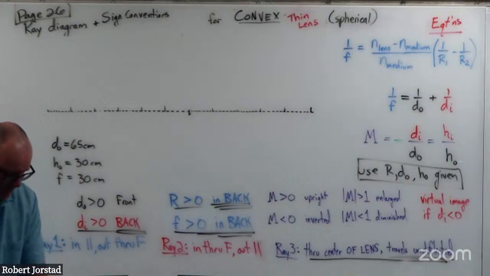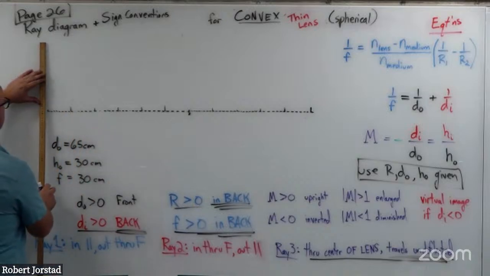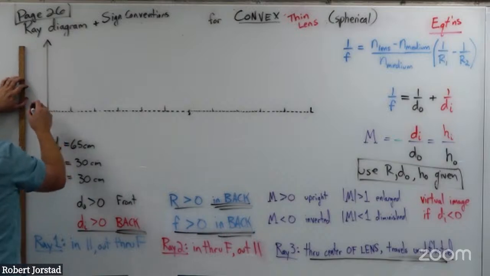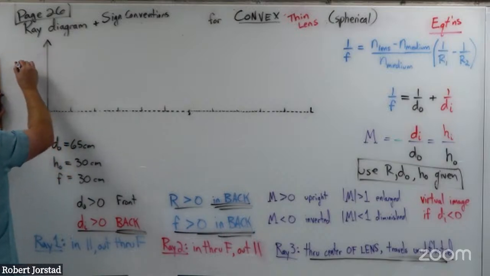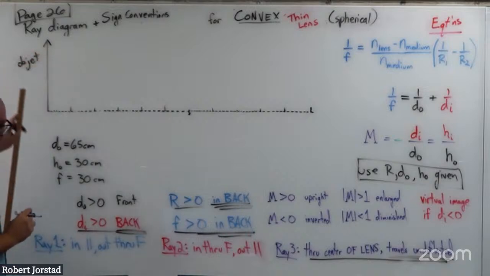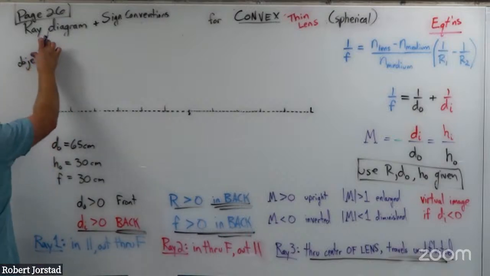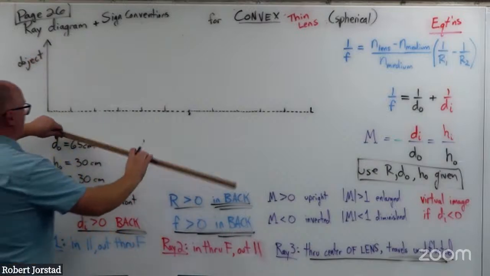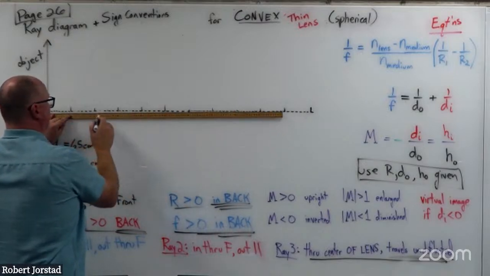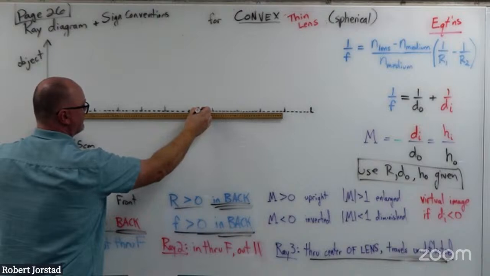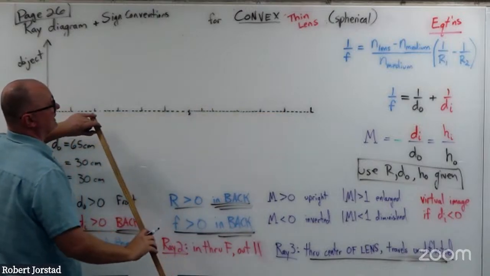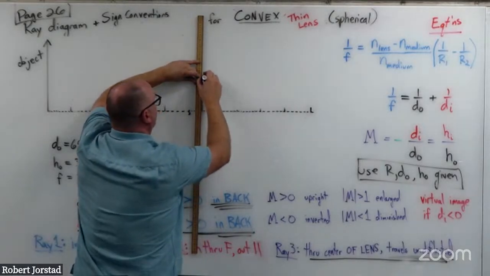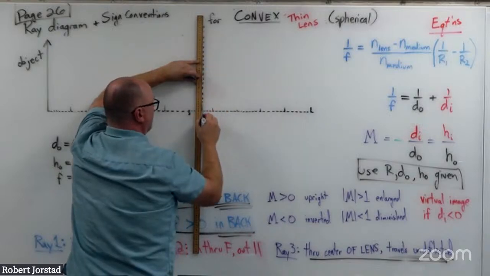Let me first start. Let's draw a height of an object, 30 centimeters. Okay, there's our object. Now, 65 centimeters away, 10, 20, 30, 40, 50, 65 is where the mirror is located. Or, sorry, we're doing a lens now. Rather than draw a curved shape, I could just do it like this.